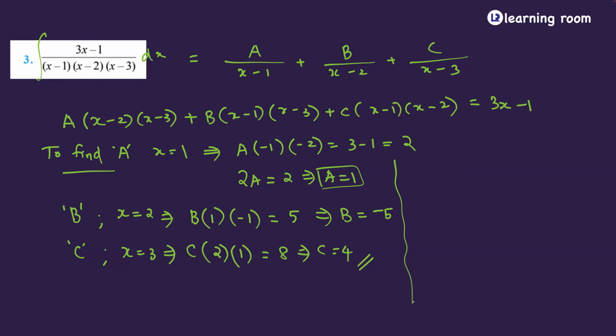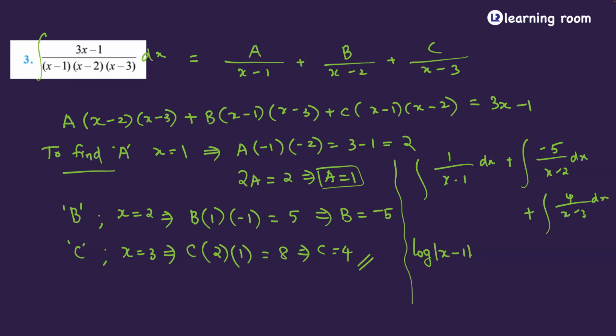So just to simplify the problem, if I take all these values and put it there, then I'll write that step: integral of 1 by x minus 1 dx plus integral of minus 5 by x minus 2 dx plus integral of 4 divided by x minus 3 dx. So this will be log of mod x minus 1 plus or minus 5 log of mod x minus 2 plus 4 log of mod x minus 3 plus c.